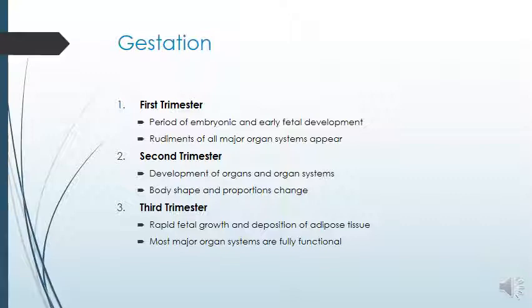The second trimester is where we have the development of organs and organ systems, and the body shape and proportions change. In the third trimester, there's rapid fetal growth and deposition of adipose tissue. And during this time, most major organ systems are fully functional. In fact, an infant born 1 or even 2 months prematurely has a reasonable chance of survival today.